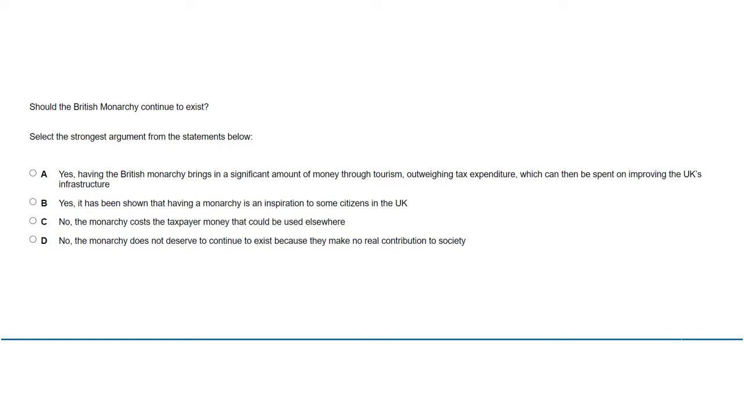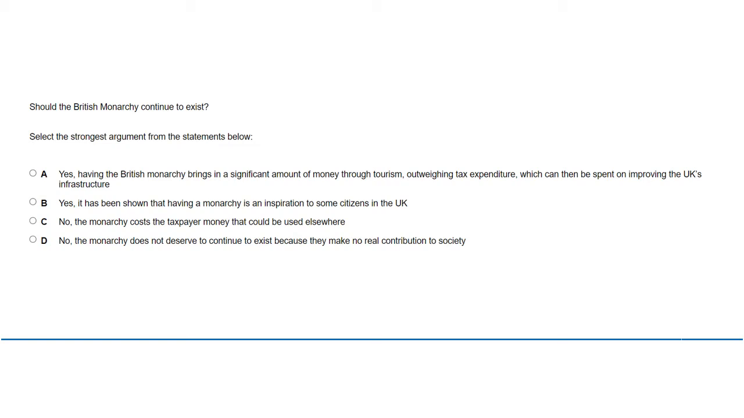B, on the other hand, is much vaguer. First of all, that word "some" is a giveaway. Some citizens. How many are we talking about? 25 million or 2? We don't know. "Some" is a vague word, so that's not a good sign. And "inspiration" is also a vague word. What does that mean? What's it inspiring them to do? It might be inspiring them to commit random acts of violence, in which case, obviously, it's not a good thing. So too vague. B, definitely we could throw out.